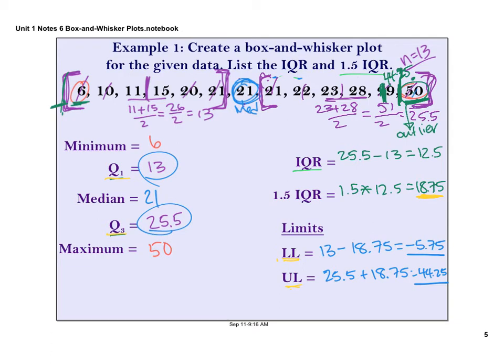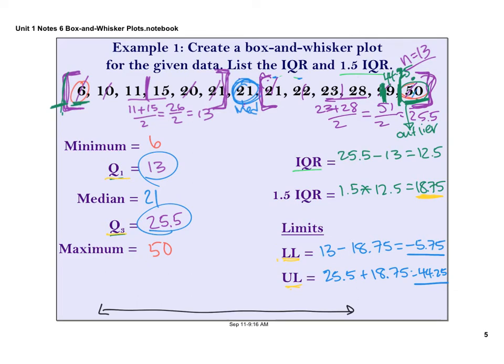Okay, I didn't leave you a whole lot of space on the bottom, and I apologize for that, but I'm going to try and squeeze my box and whisker plot in here. So draw yourself a number line, because now we're actually making the plot. All of the stuff we've done so far is just prep work. We haven't even made the display yet. So draw yourself a number line.